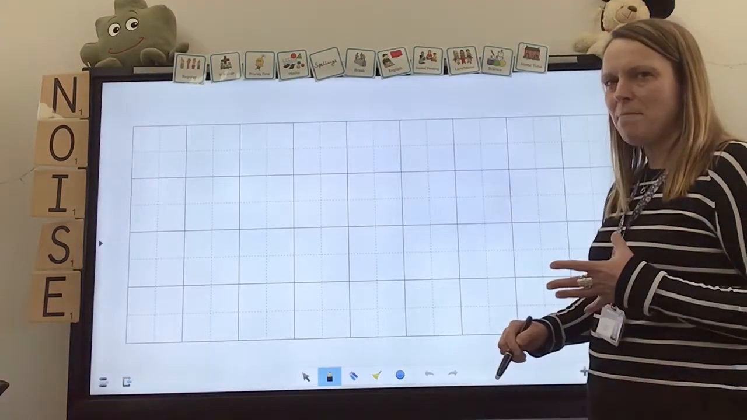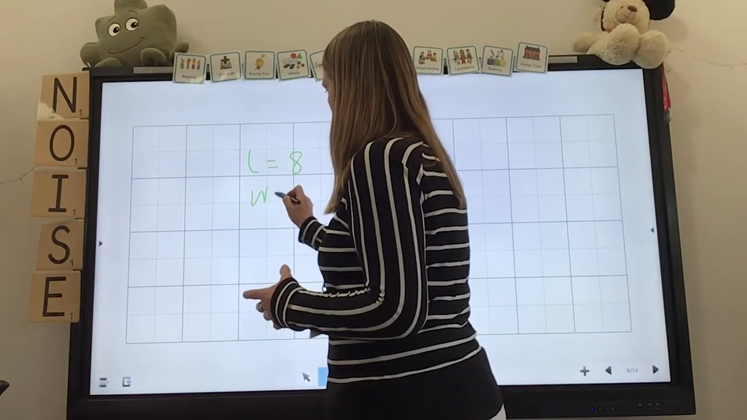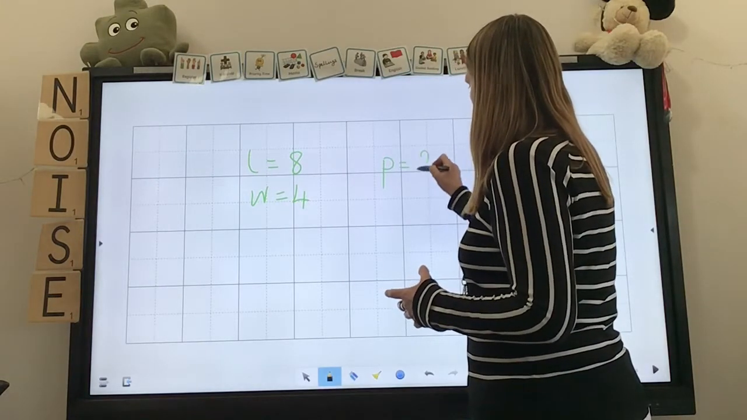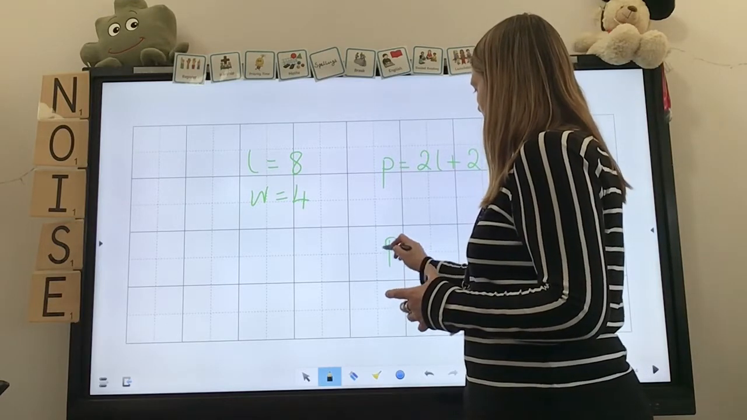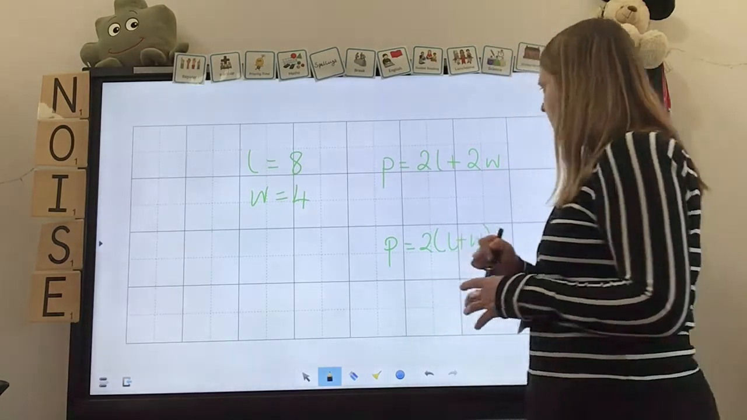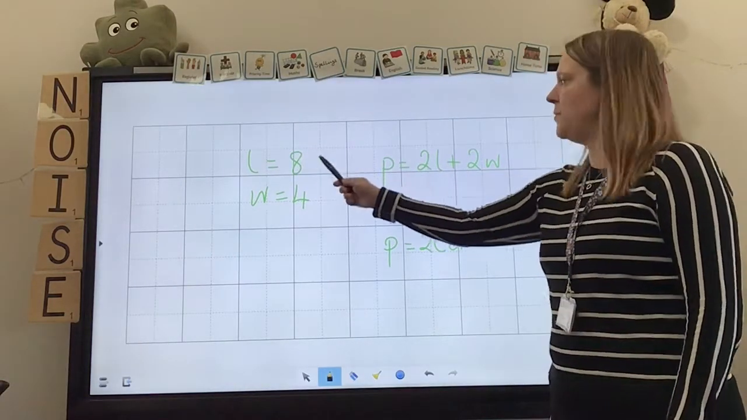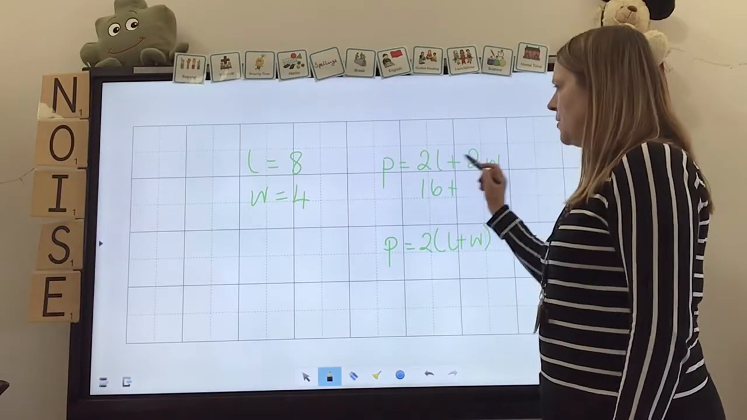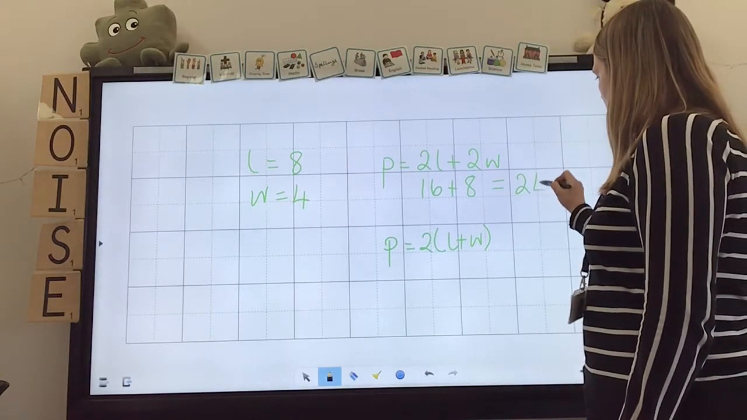If we remember our dimensions, we had the length, which was equal to 8, and the width, which was equal to 4. And I've got my 2 formulas. So I've got my 2L plus 2W, and I've also got my 2 lots of L plus W. So 2 lots of L, 2 lots of 8, I substitute my values in. 2 lots of 8 is 16, plus 2 lots of W, well, that's 4. 2 lots of 4 equals 8, so the total would be 24 centimetres.